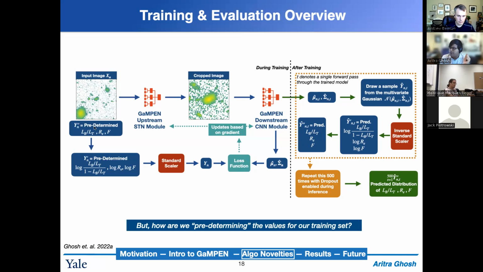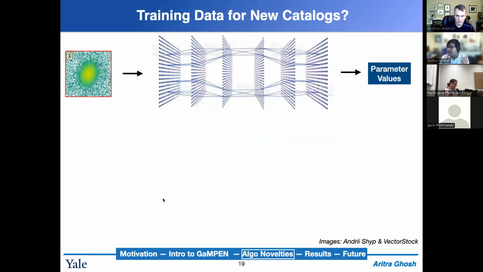But how are we predetermining these values for our training set? That is, for our images, how do we know the right answers? And I alluded to this challenge a little bit before, earlier in my talk as well. That is, how do we get training data? So let's say you have a CNN and you have a brand new survey and you want to use images from that survey to come up with parameter values.